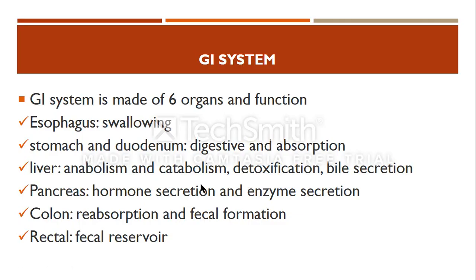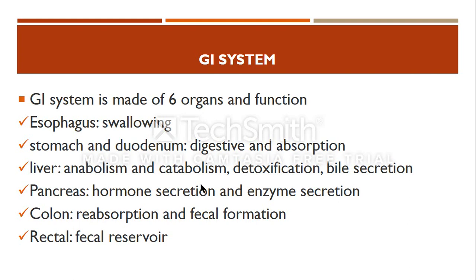So here I have my GI system. The GI system is made up of six organs with functions, such as the esophagus, used for what? Swallowing. The stomach and duodenum are used for what? Digestion and absorption. We have the liver, which is used in anabolism and also catabolism. It contains enzymes, is used in detoxification, and is also used in bile secretion.